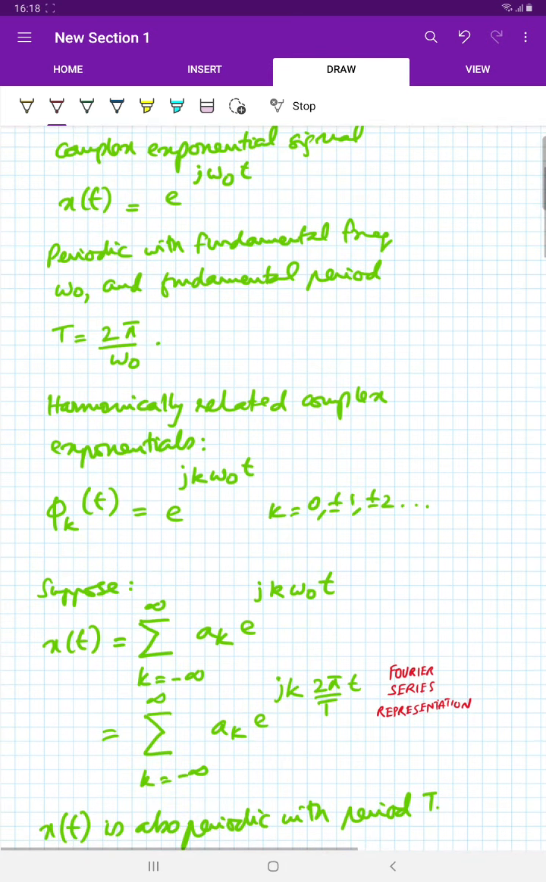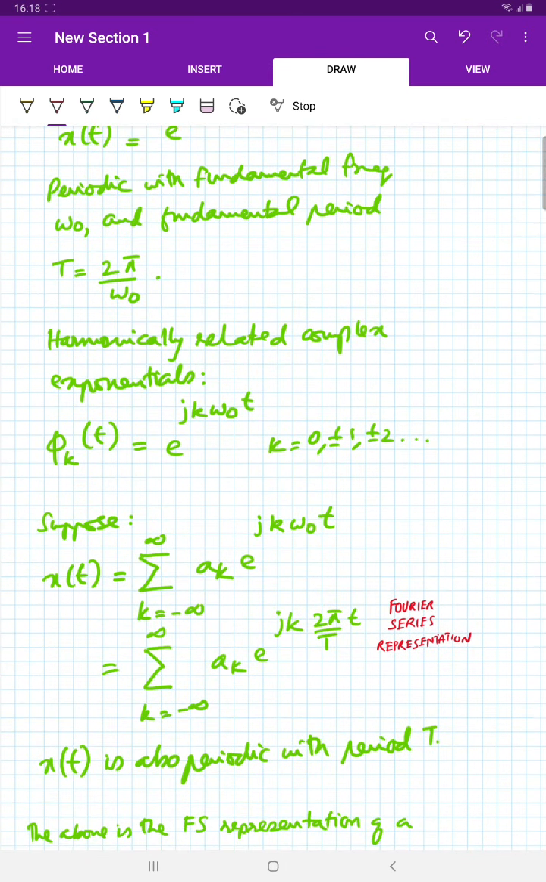Anyway, we also saw harmonically related complex exponentials, which is a family of signals, a set of signals. We denoted this as phi k of t, where each signal in this set is obtained by varying the value of k. So each signal is e raised to j k omega naught t, where k takes on values 0, plus or minus 1, plus or minus 2. So essentially each signal in this set has a frequency which is a multiple of e raised to j omega naught t, which is the fundamental or the first harmonic component.